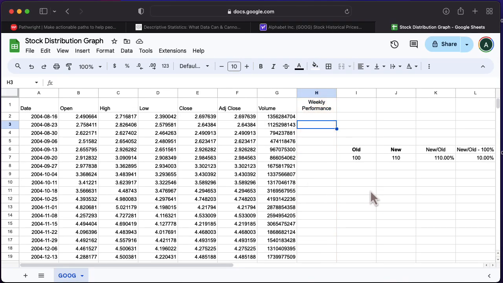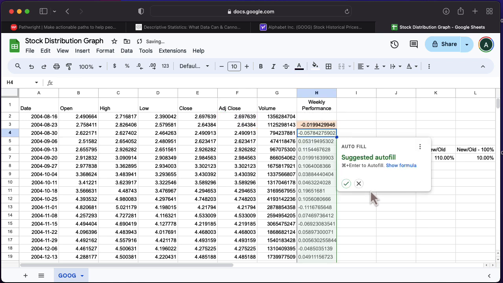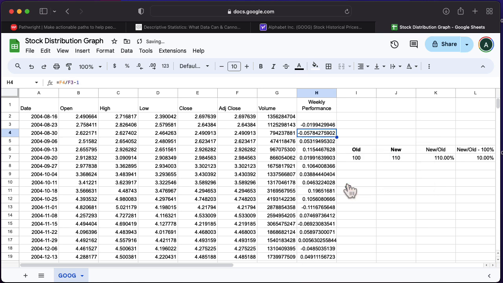And I can't start at the first row because the first row is the oldest row. So I'm going to start at the second oldest row, and I'm going to take adjusted close divided by the old adjusted close minus 1. And it says, hey, for that 1 week, the price went down by approximately 2%. And then the next week, it went down by approximately 5.7%. I'm going to do this autofill.